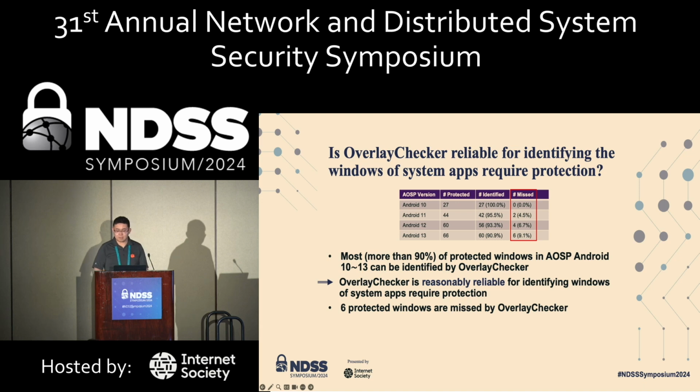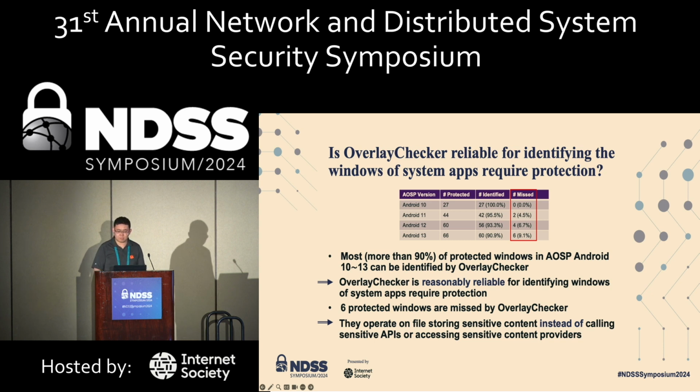We further analyze the 6 protected windows that are missed by OverlayChecker to answer why OverlayChecker fails to identify them. The reason is that these 6 windows neither call sensitive APIs nor access sensitive content providers to perform sensitive operations. Instead, they conduct operations on files storing sensitive content. In the future, we will extend OverlayChecker to support this kind of operation.